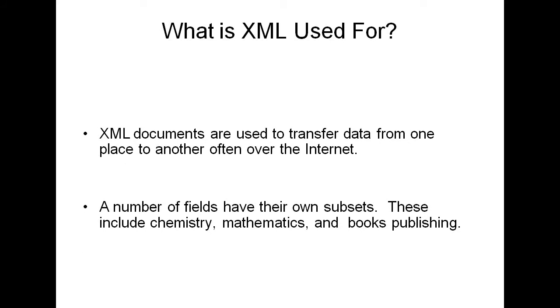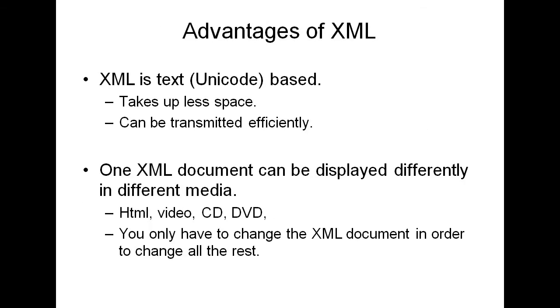And basically XML is used for transferring data from one place to another over the internet, and we say that we can even transfer the data at a faster rate, and a number of fields that have their own subsets. It means that we can have the formulas of mathematics, chemistry, etc. while transmitting the data from one device to another device.